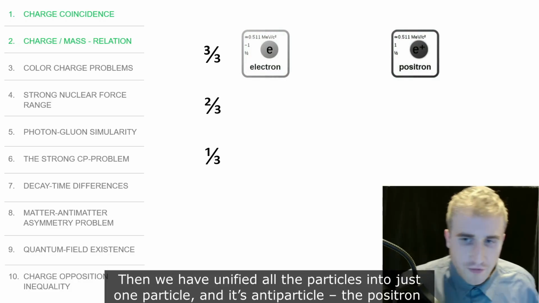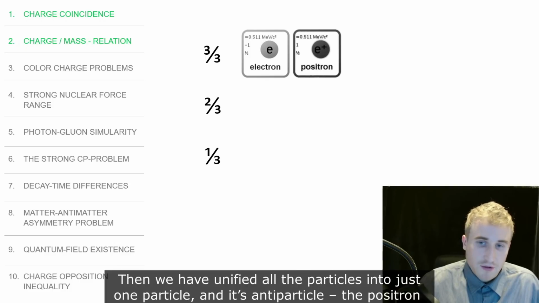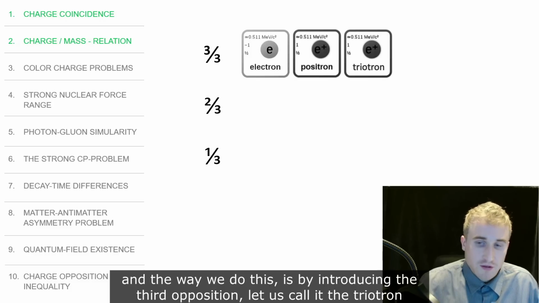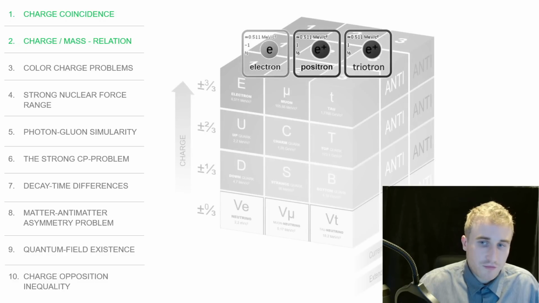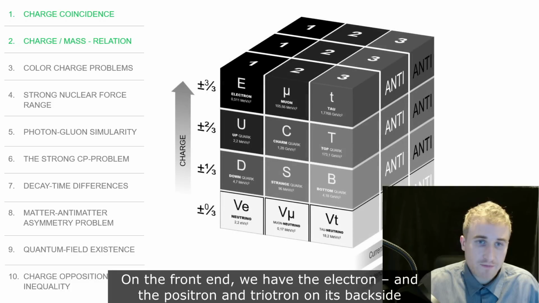Then we have unified all the particles into just one particle and its antiparticle, the positron. And the way we do this is by introducing the third opposition. Let us call it the triatron. On the front end we have the electron and the positron, and the triatron on its backside.